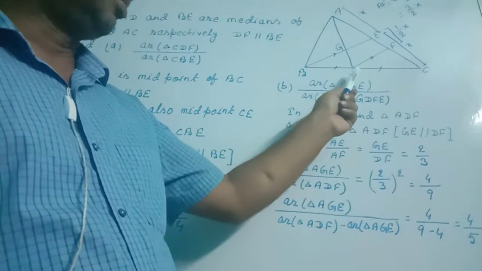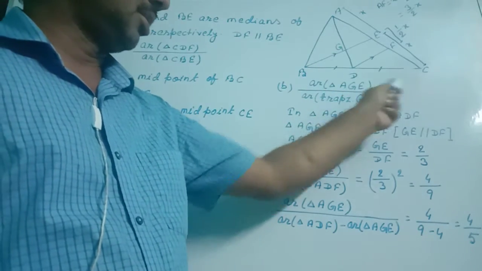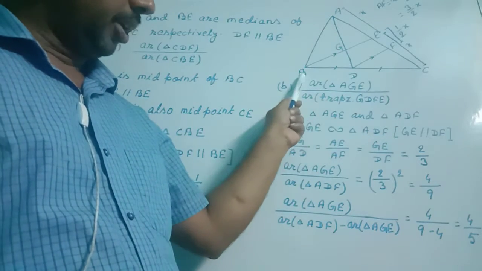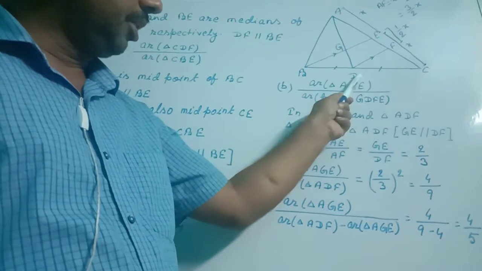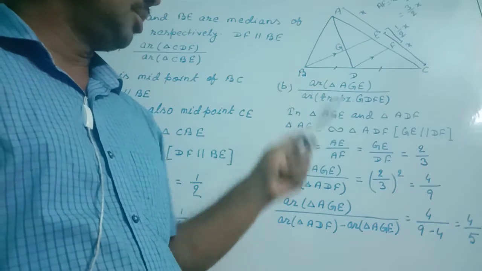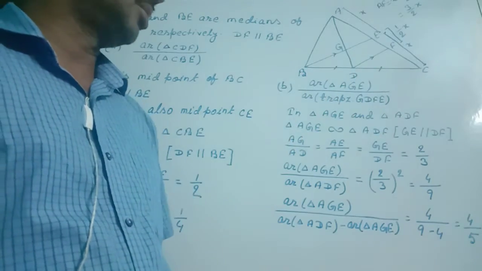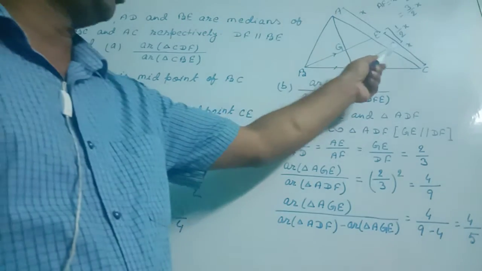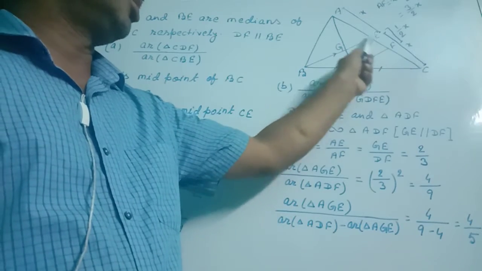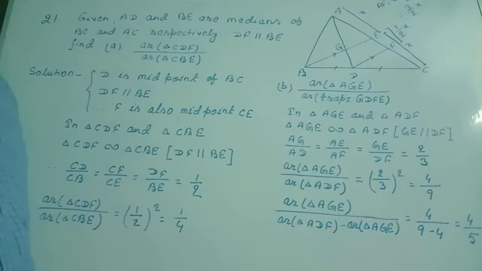Why will it be 1 by 2? Because this is the midpoint. If CD is x, then CB is 2x. Similarly, if CF is x, CE will be 2x. I have used here F is the midpoint, so CF is x, so CE will be 2x. So CF by CE, that is equal to CD by CB, that is equal to DF by BE equal to x by 2x, x cancelled, 1 by 2.